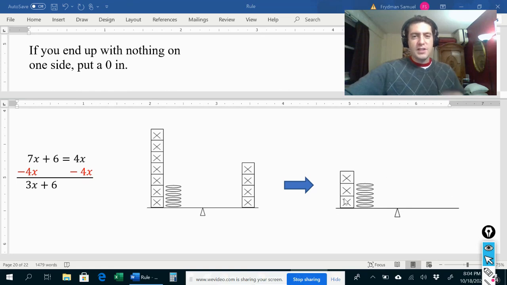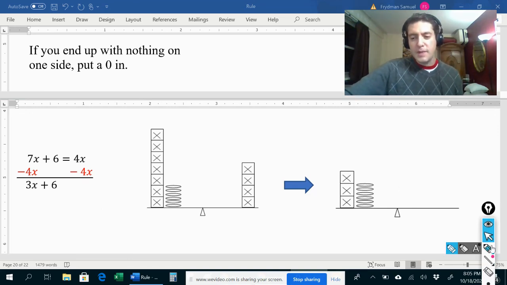I know that this doesn't look like it makes sense right now, but just hold your disbelief for a moment, because the point that I'm trying to make right now is not that this doesn't make sense. Actually, it does make sense. You'll see why in a second. But the point that I'm trying to make here is that over here on the right side, we ended up with nothing.